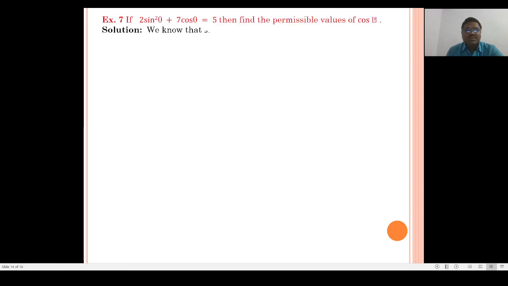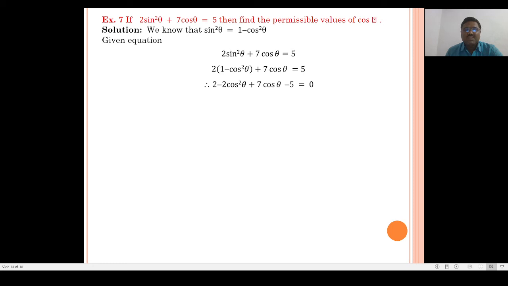If 2 sin square theta plus 7 cos theta equals to 5, then find the permissible value of cos theta. So we find here permissible value of cos theta. So given equation is 2 sin square theta plus 7 cos theta equals to 5. So we want to find the permissible value of cos theta. So convert sin square theta into cos square. So we get 2 minus 2 cos square theta plus 7 cos theta minus 5 equals to 0. So we get 2 cos square theta minus 7 cos theta plus 3 equals to 0.